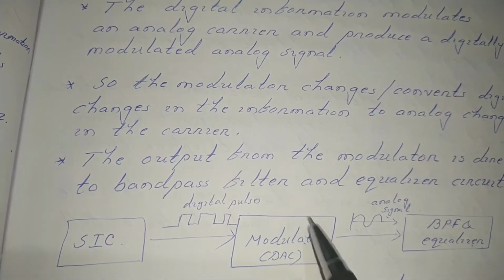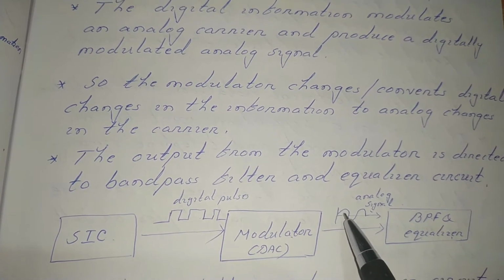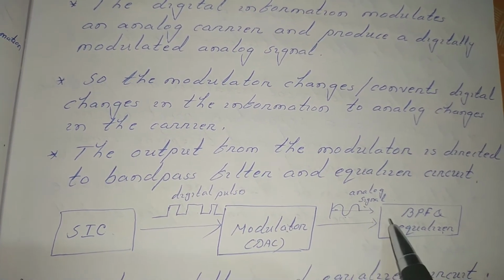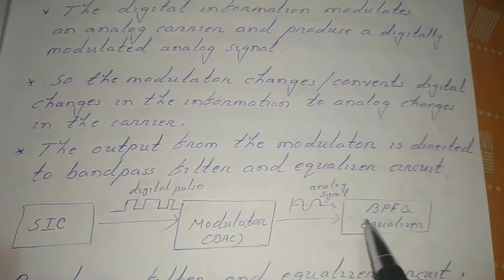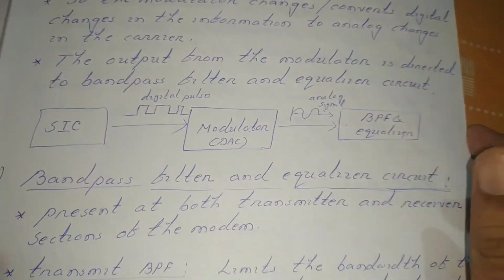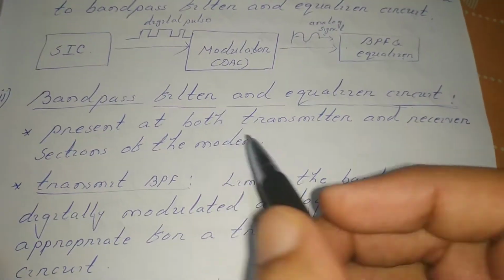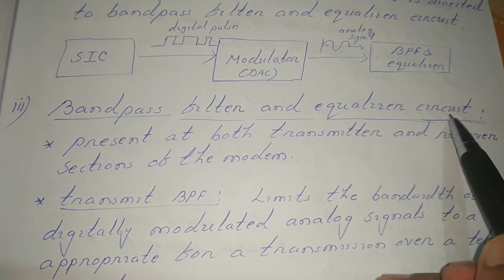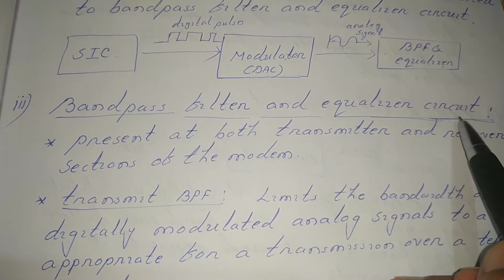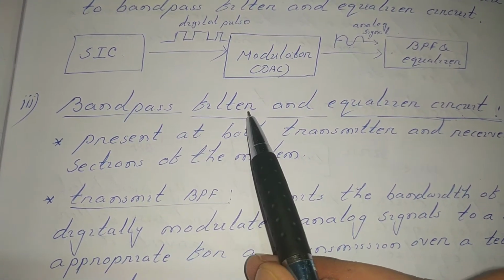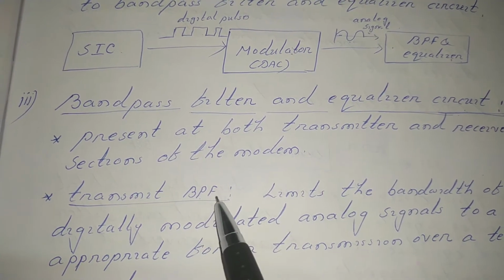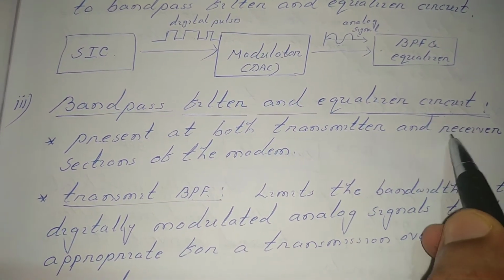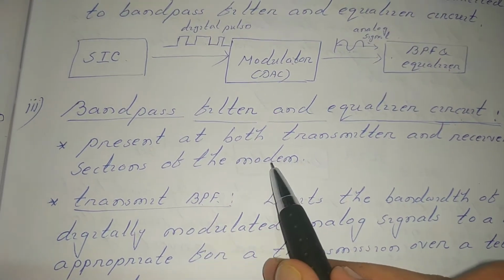Okay, the modulator will convert that digital pulse into some digitally modulated analog signal, and that output is fed into the band pass filter or equalizer circuit. So the next block is what? The band pass filter and equalizer circuit. The band pass filter, in short written as BPF, is present both at the transmitter section of the modem as well as at the receiver section of the modem.